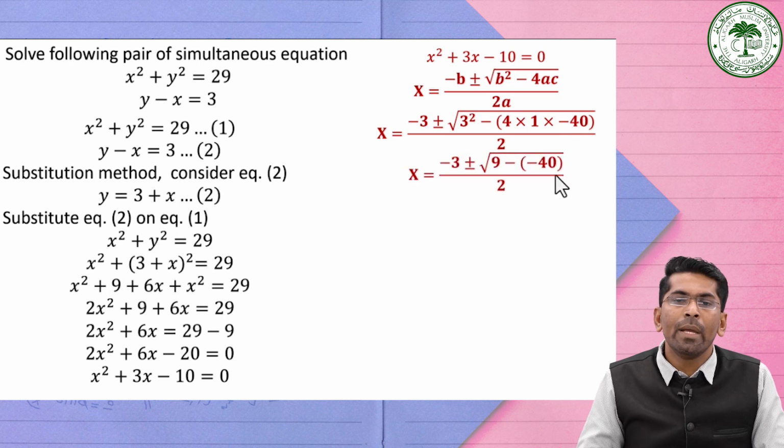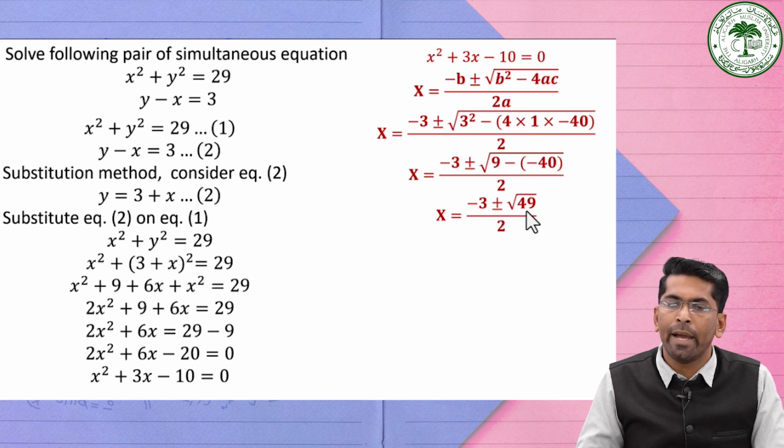So 4 into 1 into 10 will become 40. It is wrongly written here. So it is 3 square, which is 9, minus 4 into 1 into minus 10, which will become minus 40. So here minus and minus 40 will become plus 40. So it will become 9 plus 40, which is equal to under root 49.